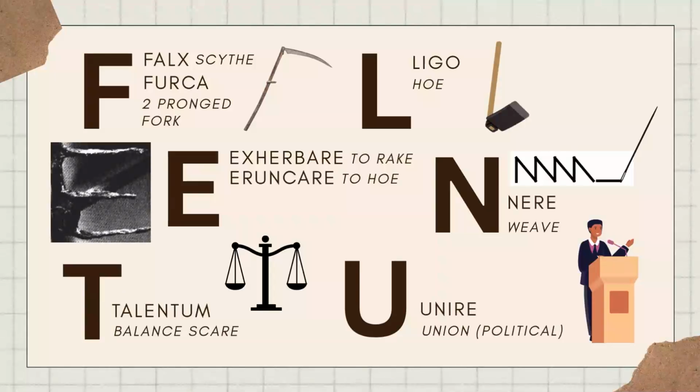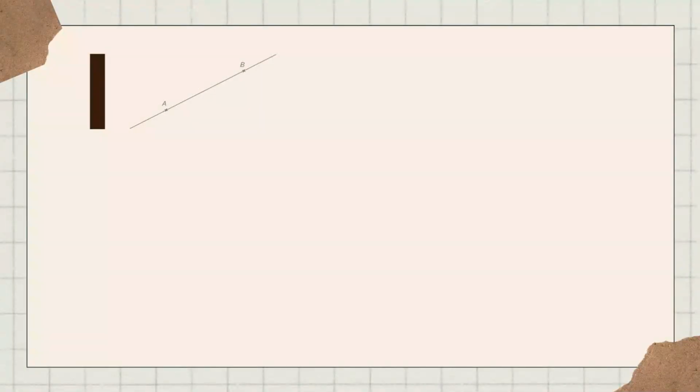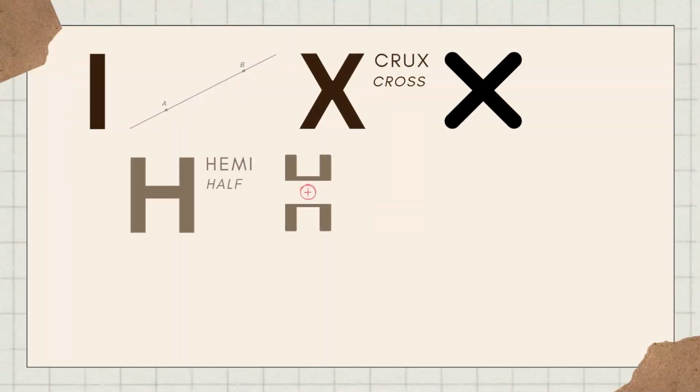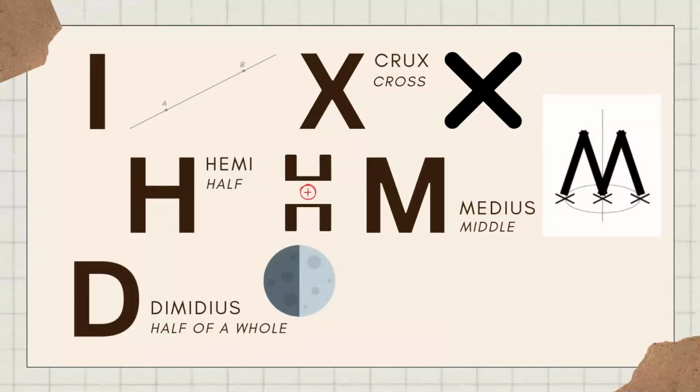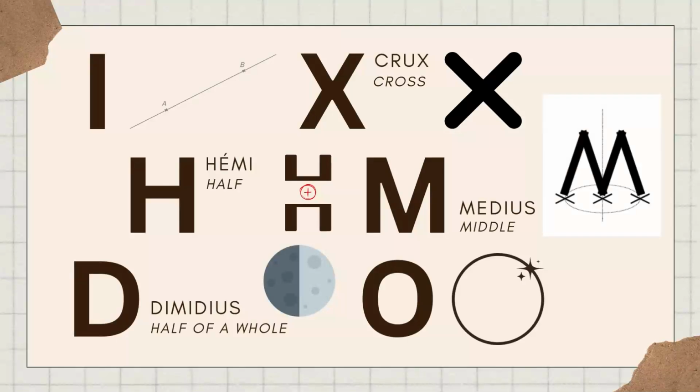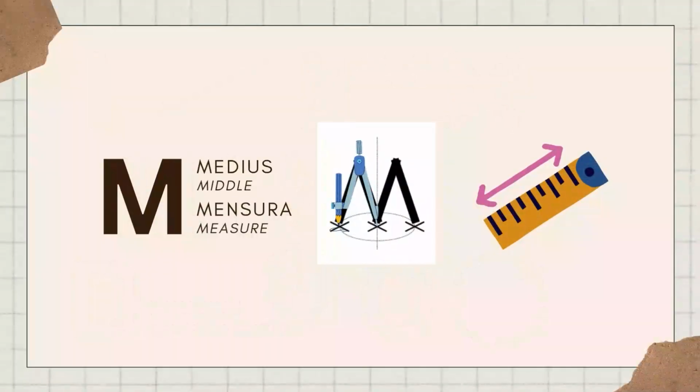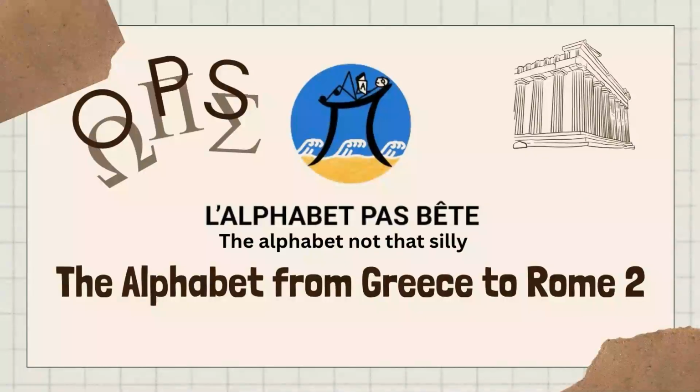In geometry, I is a straight line, X is a cross, H stands for half, M for middle, D is a semicircle, and O is a perfect circle. In architecture and measurement, M again plays a central role. It embodies the middle point found with a compass and the very concept of measure itself. And so ends our journey into the shapes and meanings of the alphabet, a shared memory stretching from ancient Greece and Rome to the modern world.